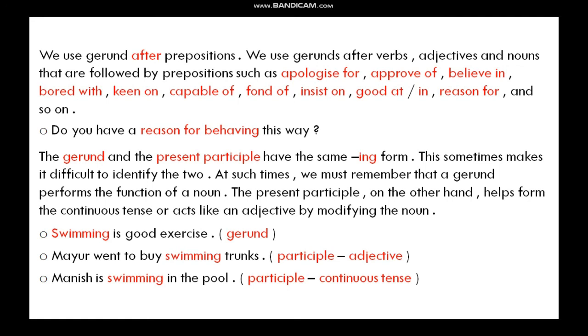And now see the example. Swimming is good exercise. In this sentence, swimming came at the beginning of the sentence and it is used here as a noun. So it is an example of gerund non-finite verb. In the next sentence, Mayur went to buy swimming trunks. In this sentence, again, ing form of verb came, but it is modifying the noun word trunks. So here the swimming word is a participle kind of non-finite verb. And in the next sentence, Manish is swimming in the pool. In this sentence, swimming, ing form of verb, came after the to be form of verb, that is is, and now it is framing the present continuous form of sentence.